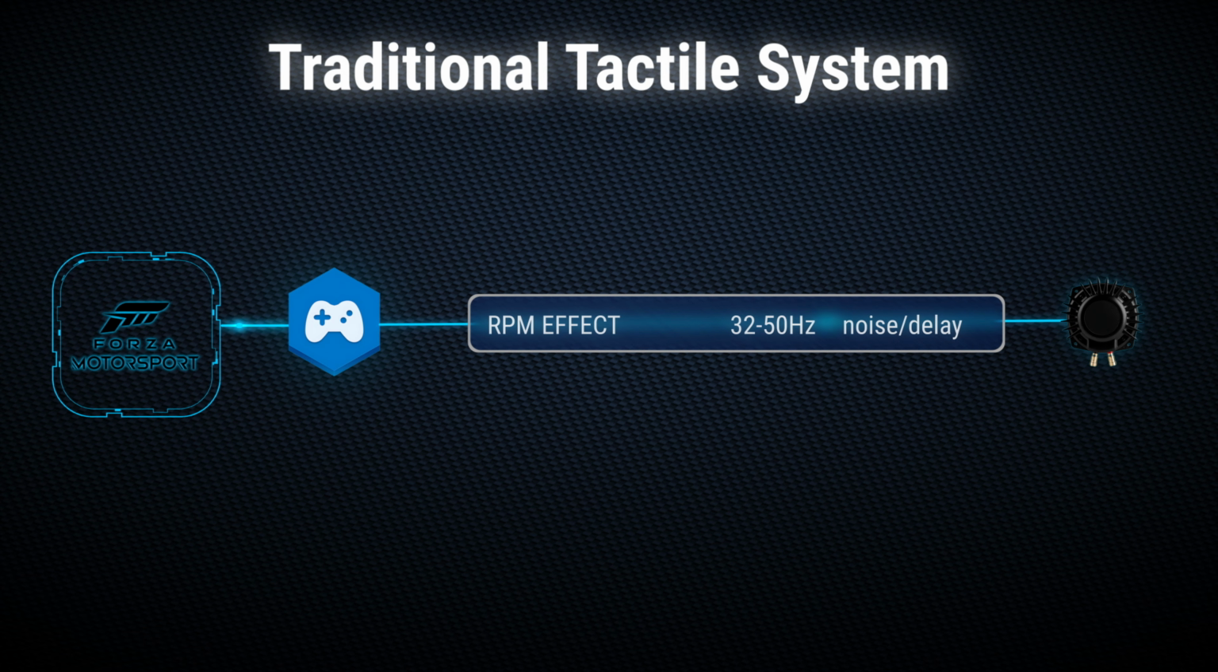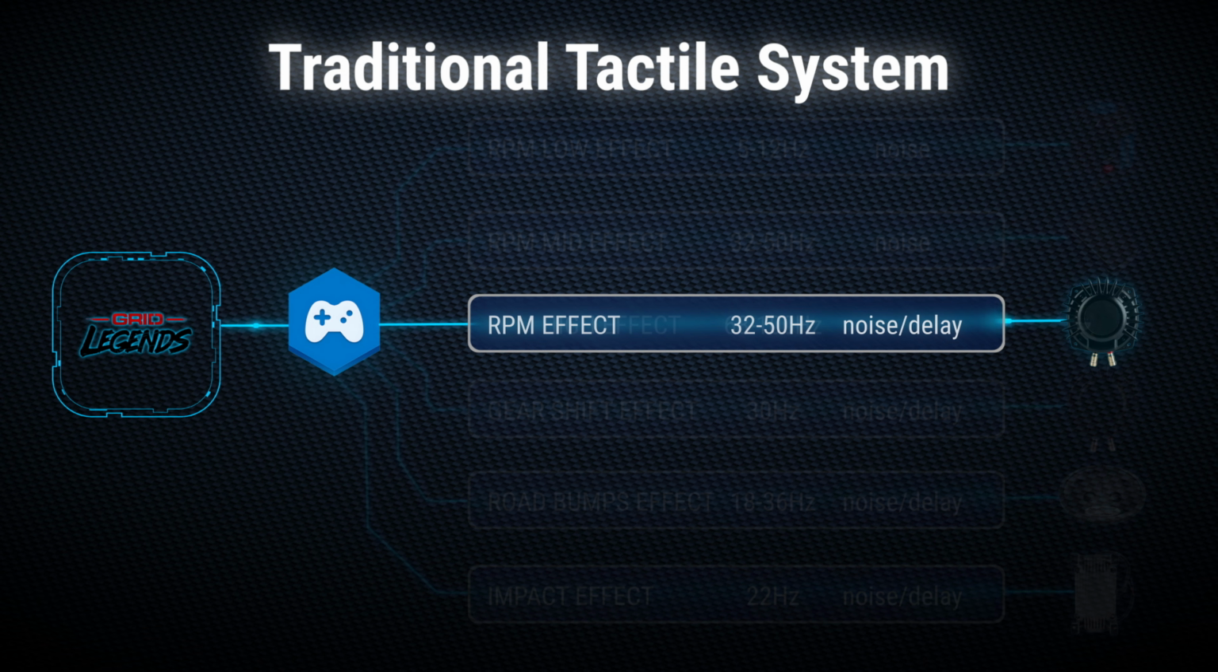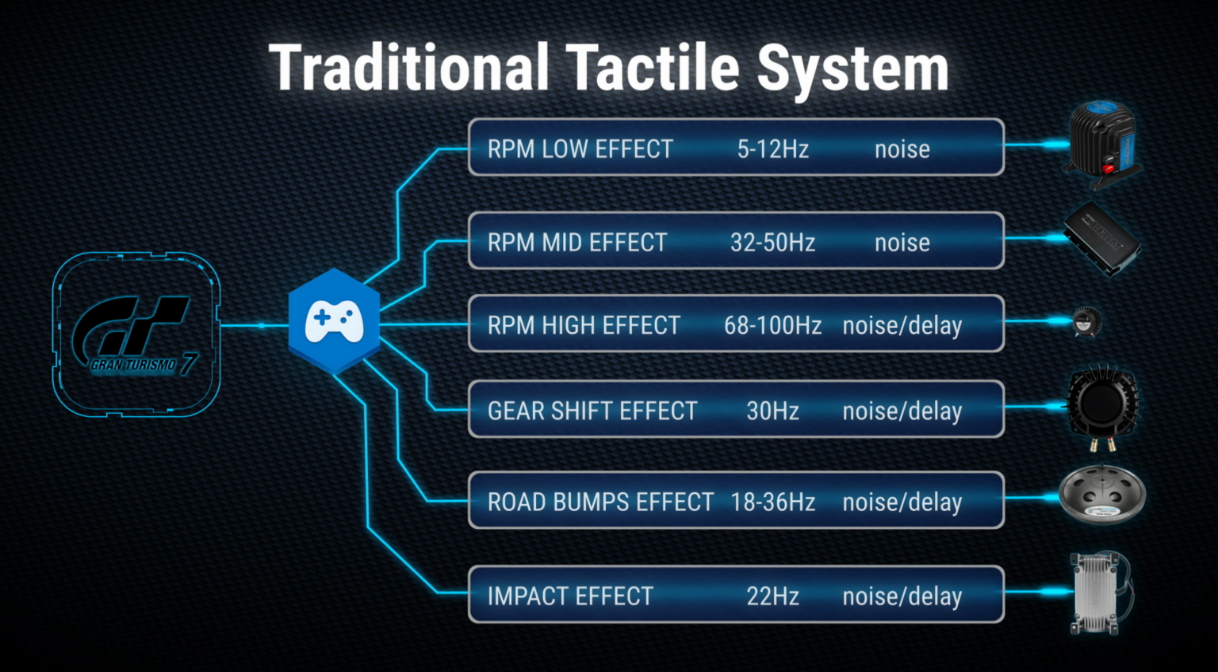For many users, that works well. Traditional tactile is flexible, familiar, and capable of producing useful feedback. The challenge begins when you want the entire vehicle to feel believable. A real vehicle doesn't produce just one tactile sensation. Even something as simple as engine RPM may require multiple effects, a low, a mid, and a high frequency, working together to create a believable engine.